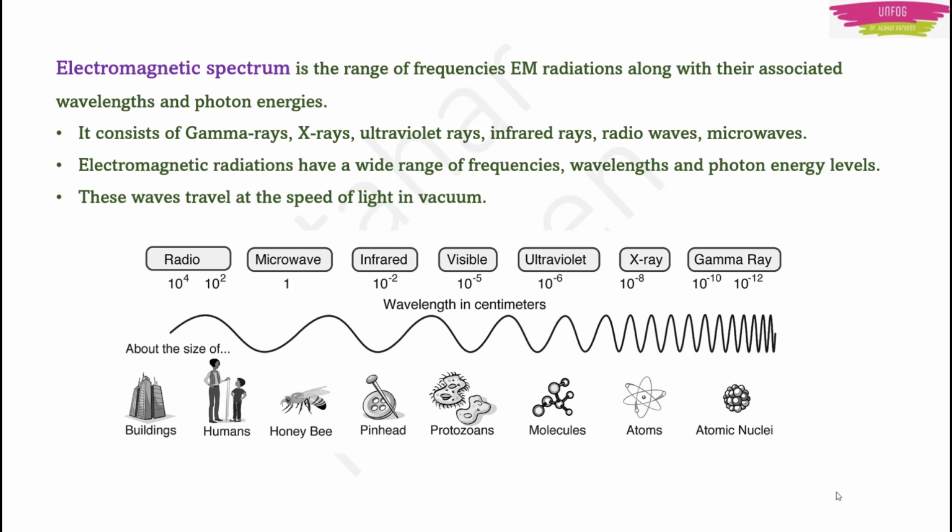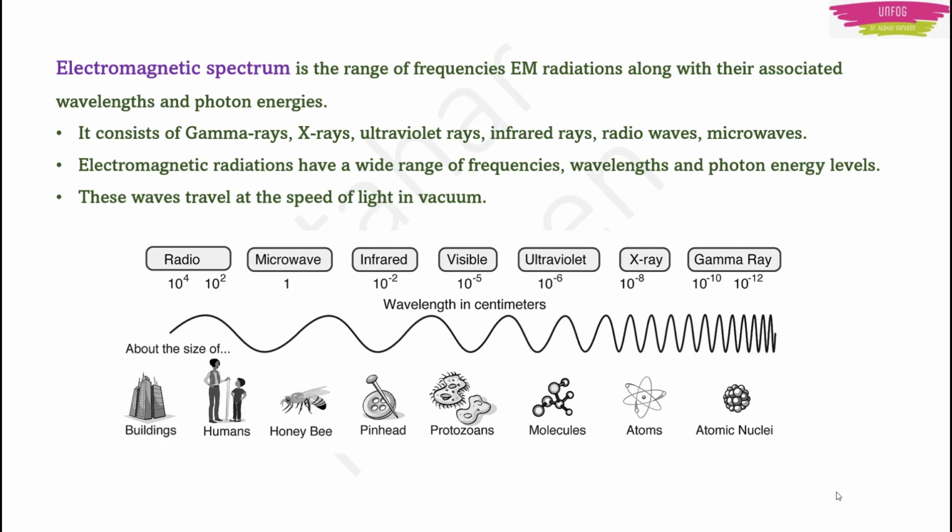Here you can see that the gamma rays have the least wavelength. The smallest wavelength is of gamma rays. It is around the size of the atomic nuclei. It will be around 10 raised to minus 10 to 10 raised to minus 12 centimeters. Then for visible light, the wavelength is 10 raised to minus 5 centimeters.